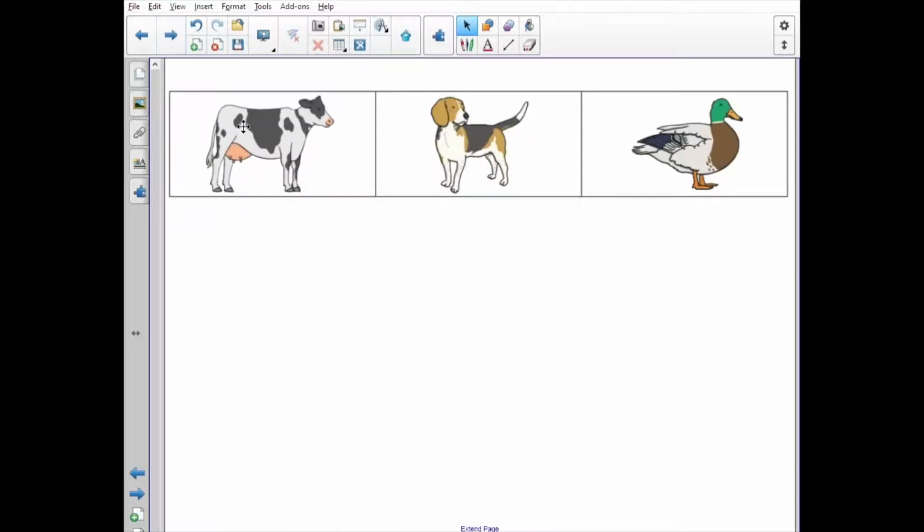Here's another one for you. This time we've got a cow, a dog and a duck. Which one is the odd one out and why? Remember, there's more than one way of answering the question. Pause it while you think.